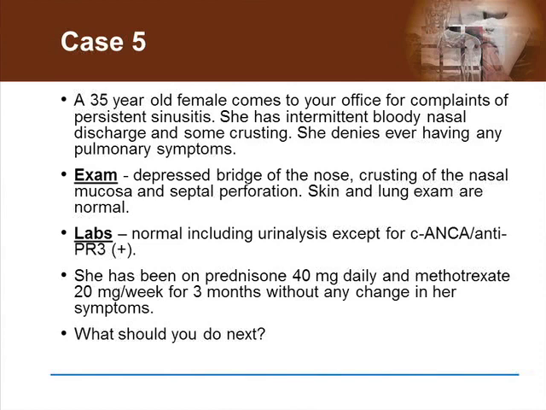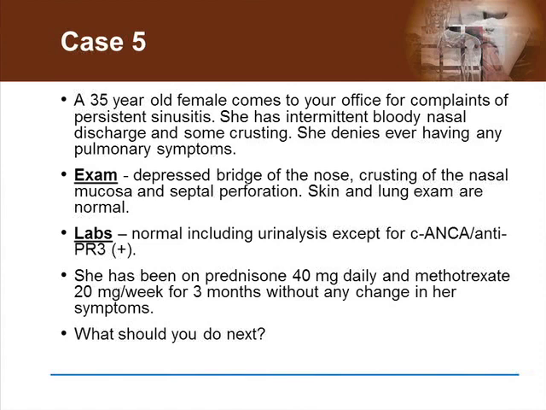Her skin and lung exam are normal. Her labs are essentially normal, except for a positive ANCA PR3. She has been on prednisone 40 milligrams daily and methotrexate 20 milligrams per week for 3 months without any change in her symptoms. What should you do next?